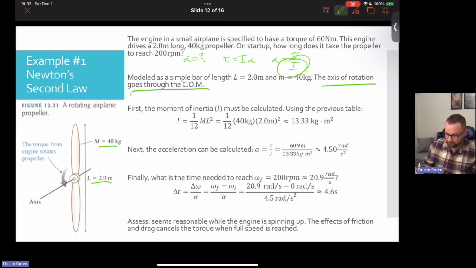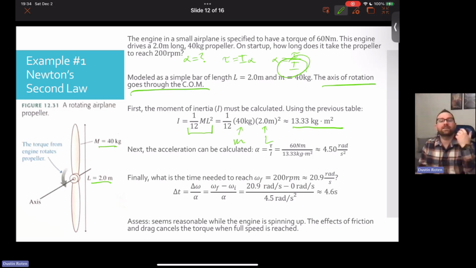Okay, so for a rod, and I'm just getting this from the previous table, from the last lecture, that has a list of all of the moments of inertia. For a rod with the axis of rotation through the center, the moment of inertia is 1/12 times the mass times the length squared. Luckily, I have all these values, so I'll plug in my mass and my length, and it turns out that the moment of inertia for this thing is 13.33 kilograms times meter squared.